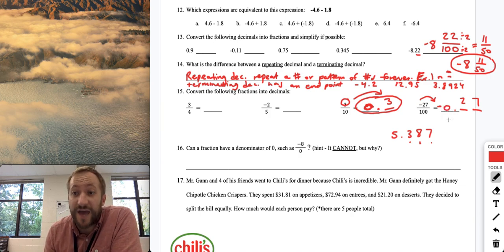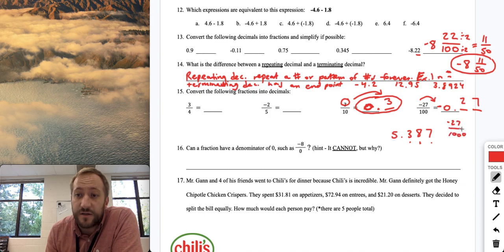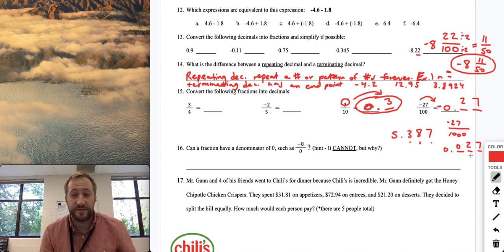But I keep the negative out there with it, okay? What if this said negative 27 over 1,000? If that had been the case, I would have to go to the thousandths place. So I'd have 0.1, 2, 3. I'd have 3 spaces because that's the thousandths place way over here. And I would make sure the 27 extends all the way to the thousandths place. So I have that 0, so I can make sure that 27 goes all the way to the thousandths place, okay? And then, of course, I'd have my negative out here in front of the 0.